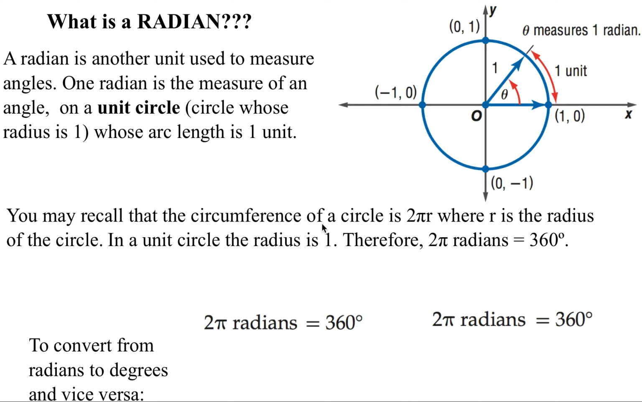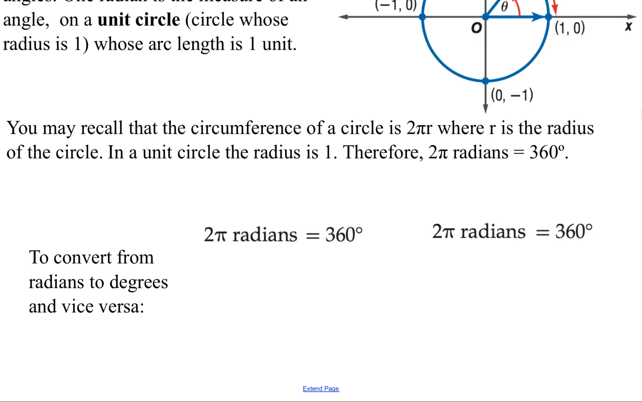So how is this useful? Well, you can recall that the circumference of a circle is 2 pi r, where r is the radius of the circle. And since we're dealing with a unit circle, our radius is 1. So our 2 pi radians, the circumference of a unit circle, is the same as 360 degrees. Well, that's going to help us to do conversions back and forth between degrees and radians.